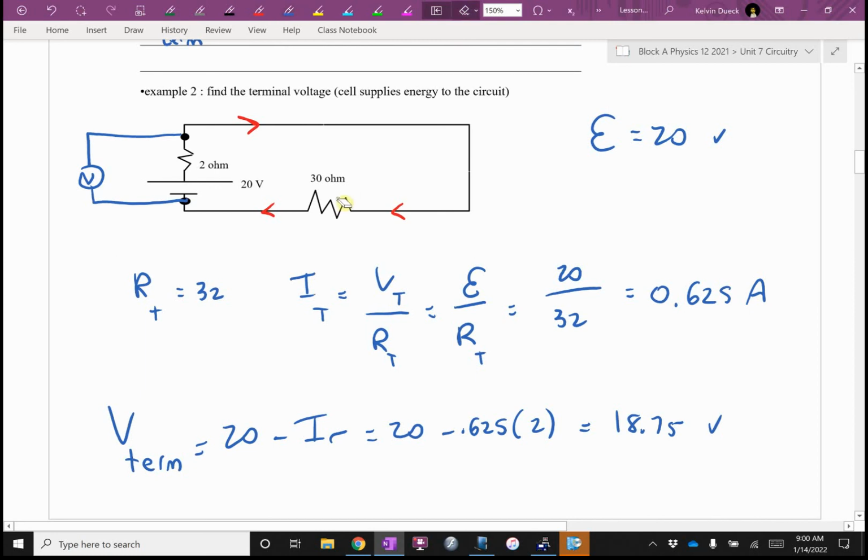By the way, how many volts are available for this 30 ohm resistor then? 18.75, not 20. What if I replace this with a different resistor? All of these numbers would change and I would quickly recalculate it.